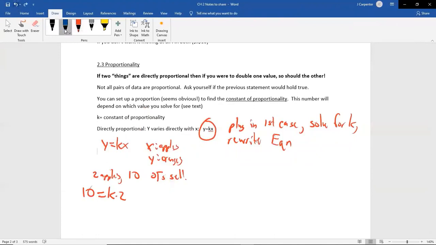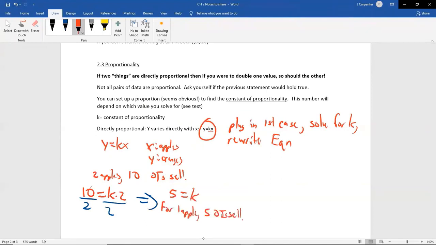K times 2 means you would divide both sides by 2. You don't even need to rearrange it. You can. That's up to you. And what you would get is 5 is equal to k. That says for every 1 apple, 5 oranges sell.